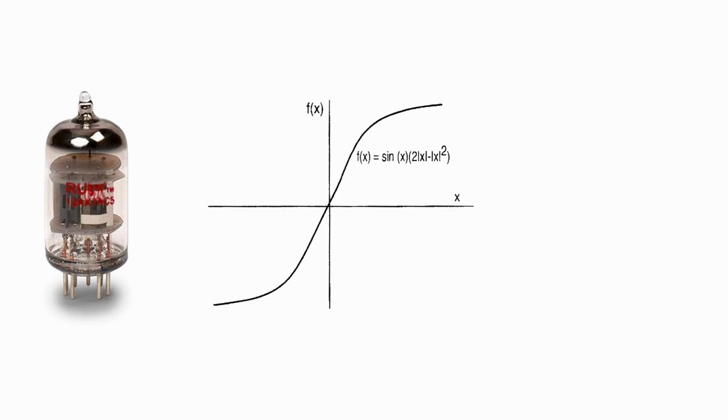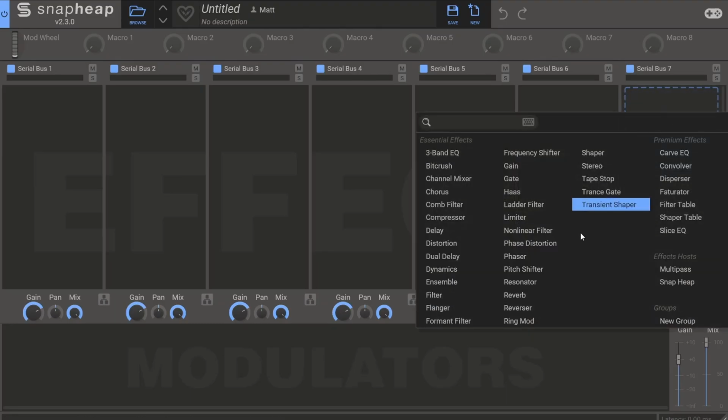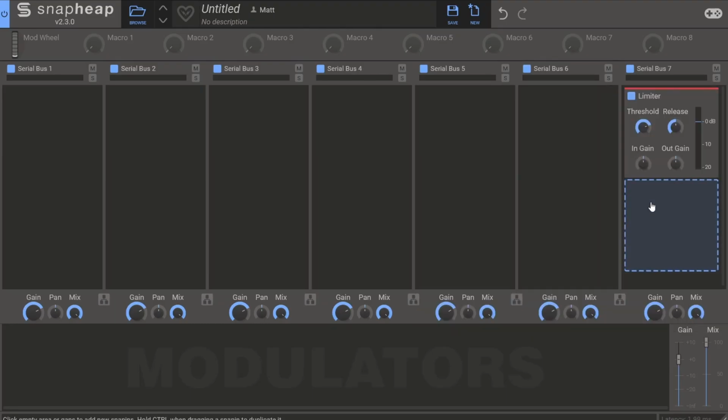To start with, a good approach is to figure out how we can replicate an amp's tube or valve. With a bit of googling you can find a diagram a bit like this. We can replicate this quite easily in the shaper module. First I'm going to add a limiter just to catch out anything if we have any extreme volume boosts.